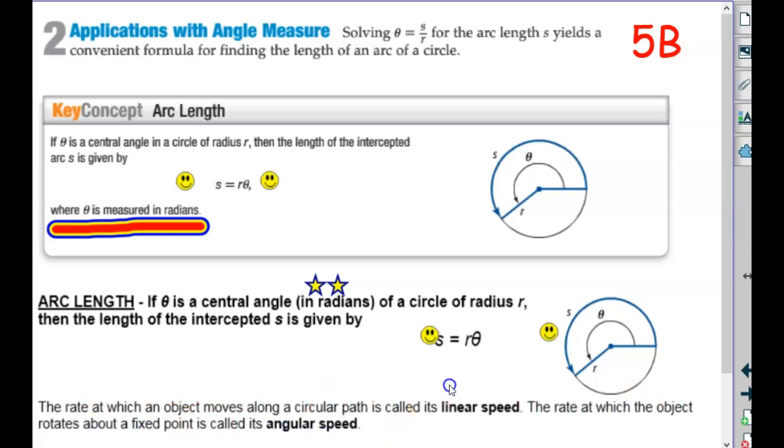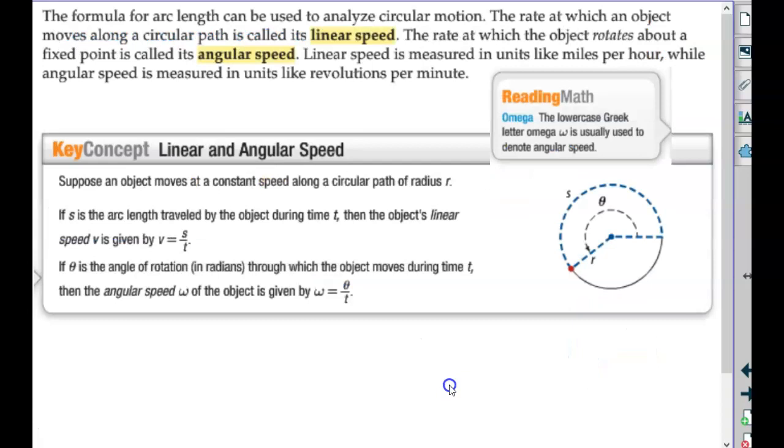Okay? So if I were to talk angular speed with an engineer, we would be talking about RPMs, rotations per minute. Does that sound familiar? Revolutions per minute? Okay? But when we use the formulas, we have to change those to radians.